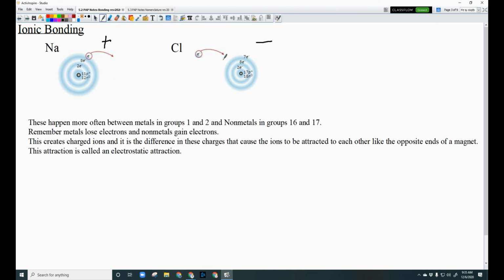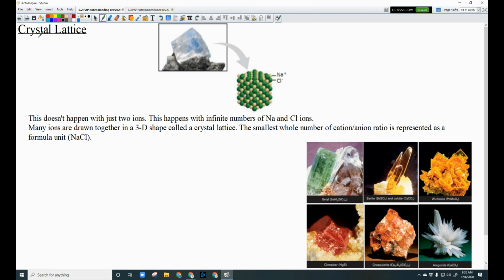And so when these two get in proximity to each other, the electrostatic attraction is going to take over, and they're going to snap together just like two magnets and form a bond of sodium chloride. And this doesn't just happen once with one sodium and one chloride ion. This happens many, many, many times. And so what you get is what's called a crystal lattice, where you have many sodiums.